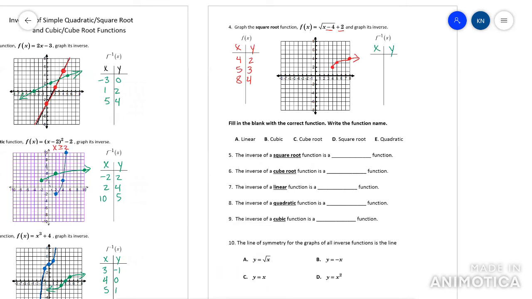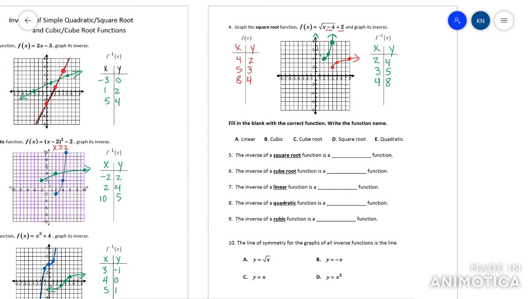Switch those. Plot them. Okay, and it looks like this. Now, the inverse of a square root is quadratic, so there's an imaginary other side to this right there. So keep that in mind. All right, now let's answer this stuff.